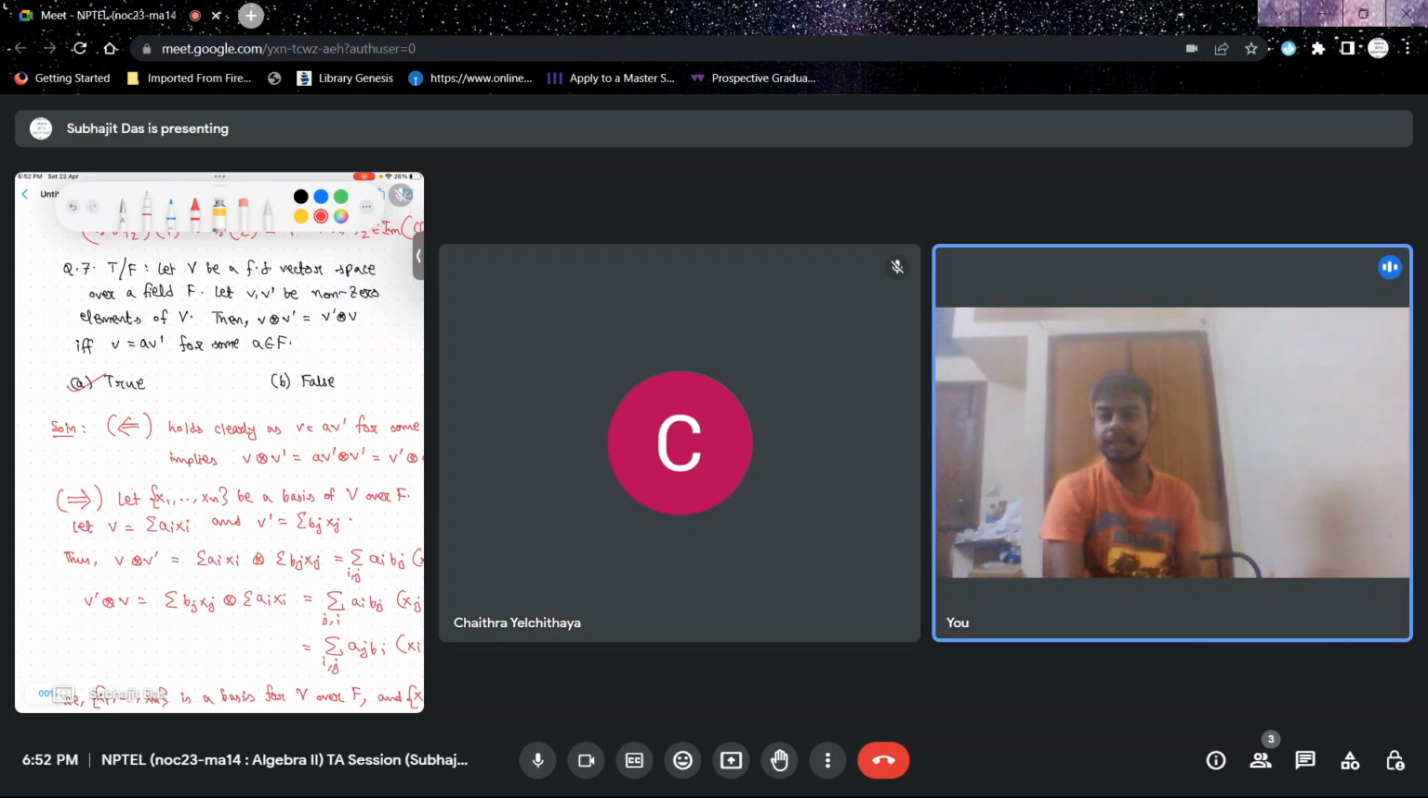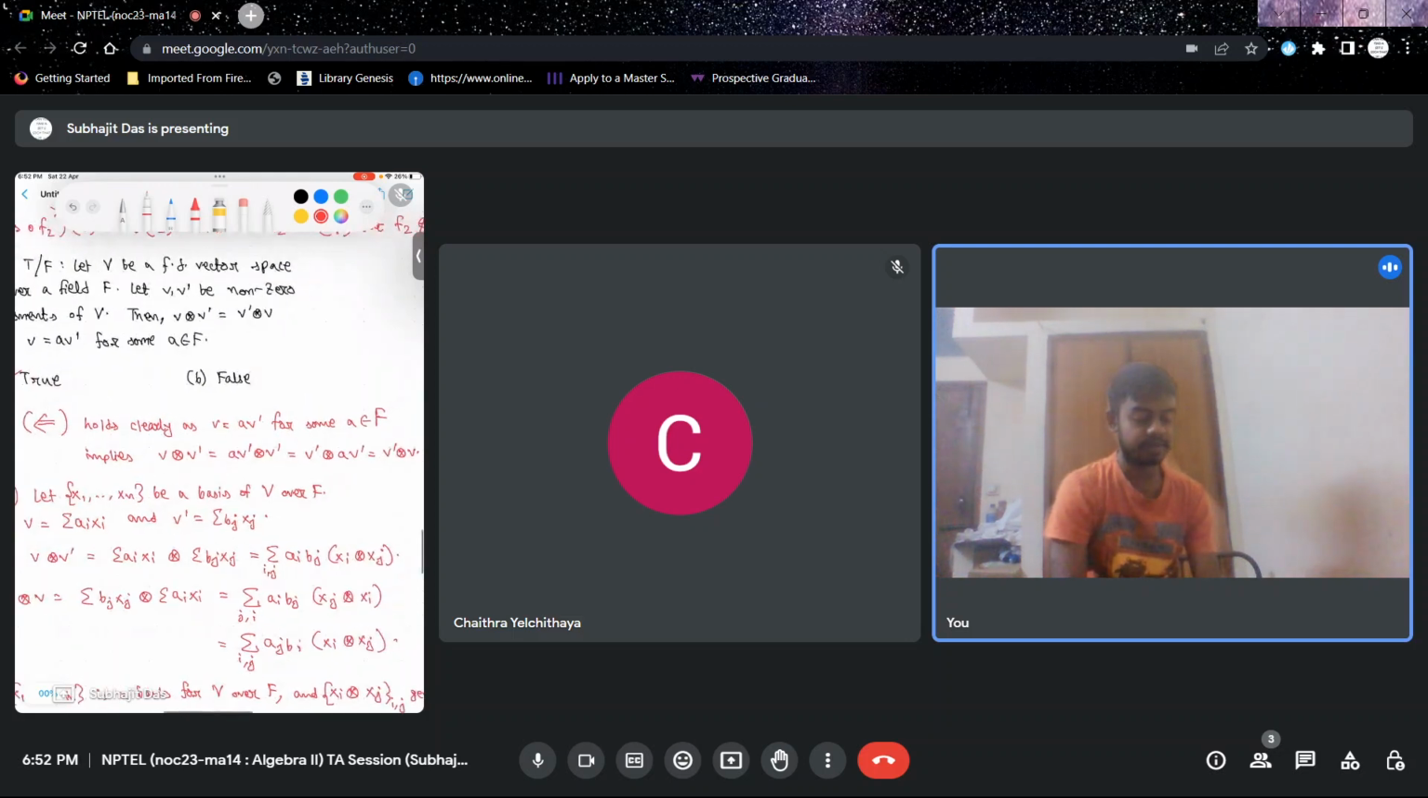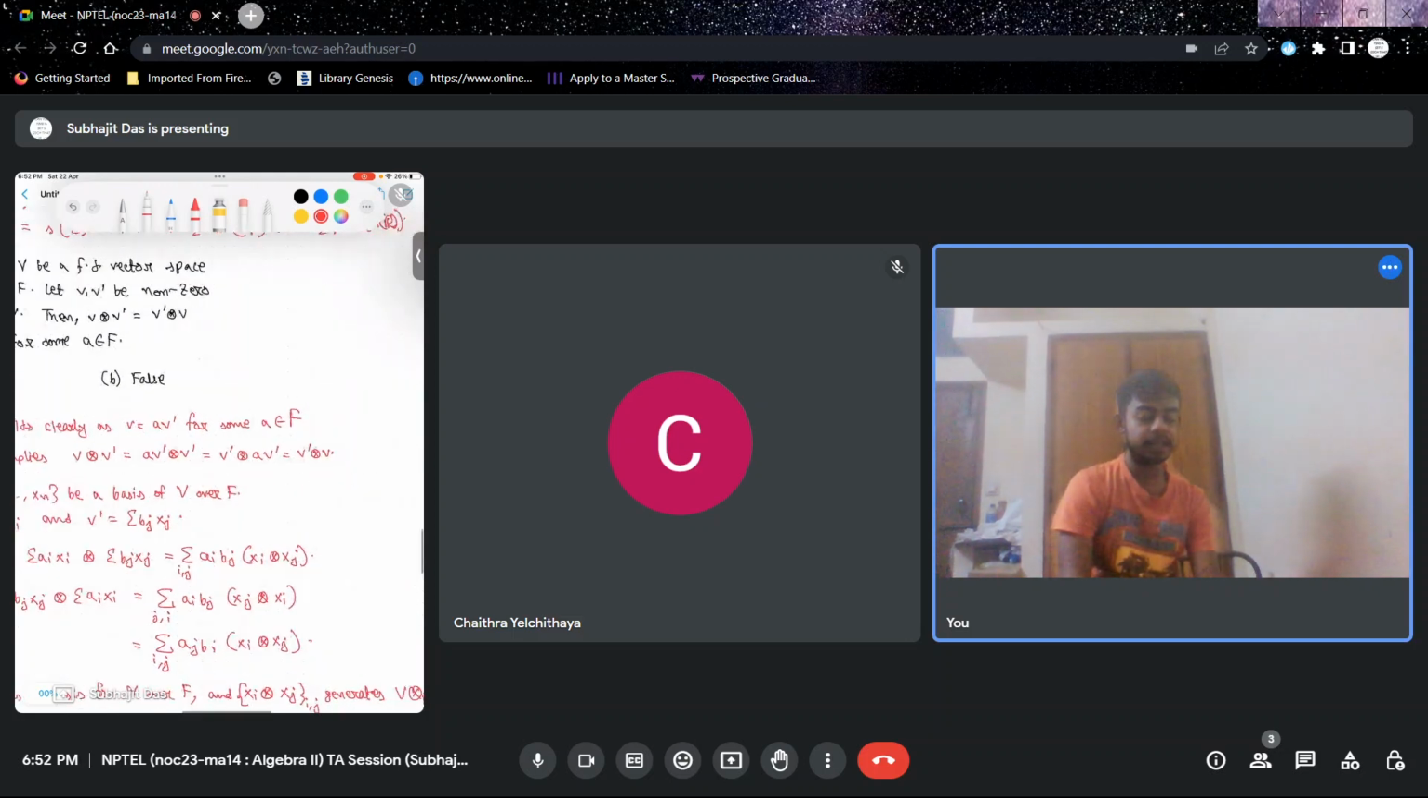Now one implication holds clearly, right? If v and v prime are linearly dependent over F, then v tensored with v prime can be written as a v prime tensored with v prime. And since a is in F, and the tensor product is taken over F, you can switch a to the other side.